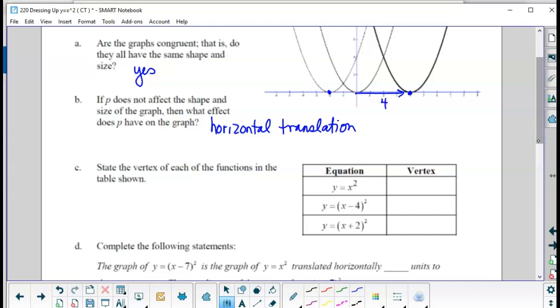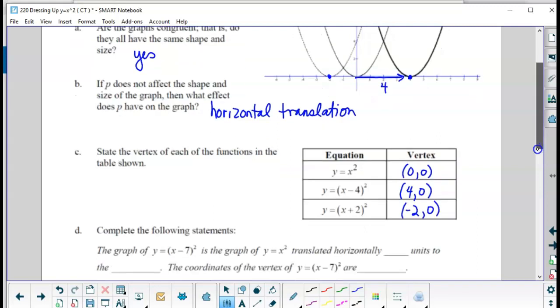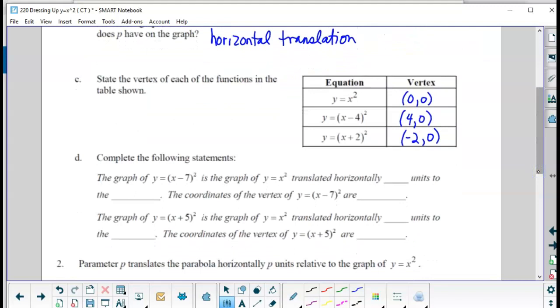So state the vertex of each of the following. So that was 0, 0. Just by looking at the graph, it's 4, 0. And here, negative 2, 0. Okay, but we've now talked about what happens. So now, using those patterns, if you have the graph of y equals x minus 7 all squared, which way are you going? Well, your new vertex would have to be what makes that bracket 0? 7. So it'll be 7 units to the right. Coordinates of the vertex are 7, 0. X plus 5 means you're translating 5 units, but now you're going to the left because negative 5 makes that 0. So the coordinates here would be negative 5, 0.